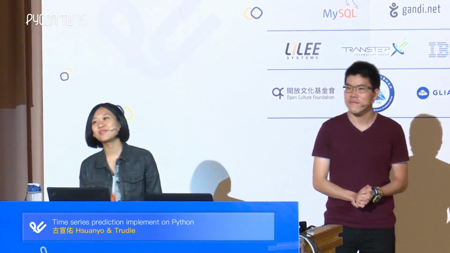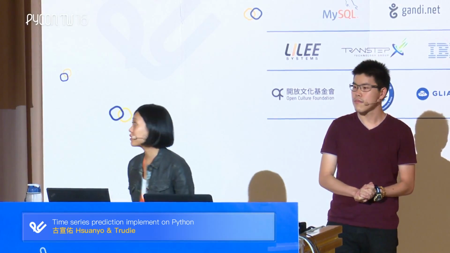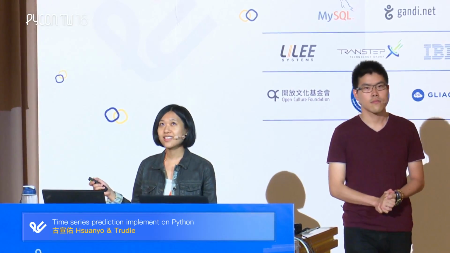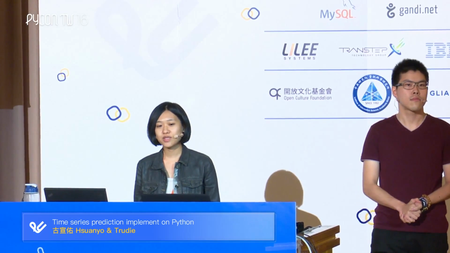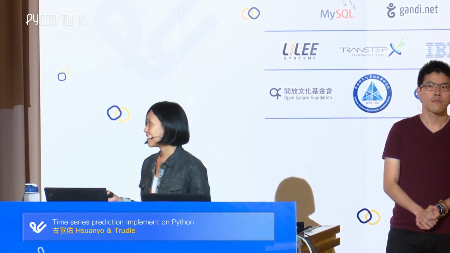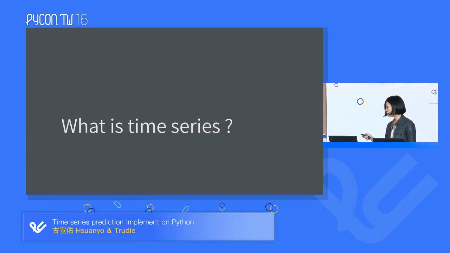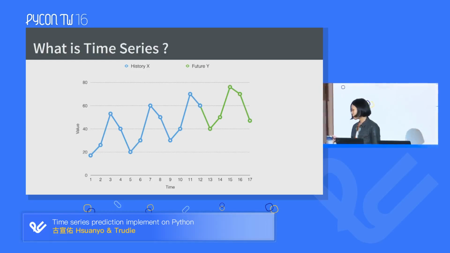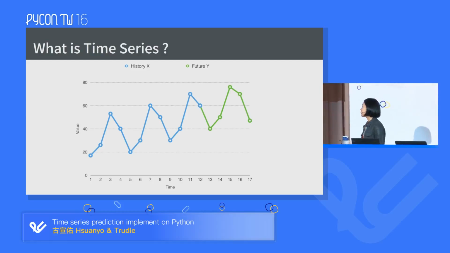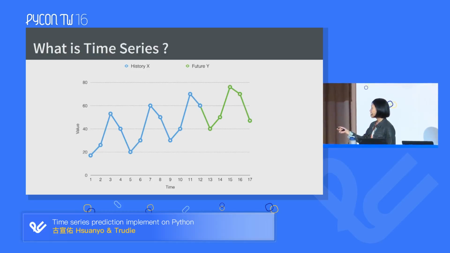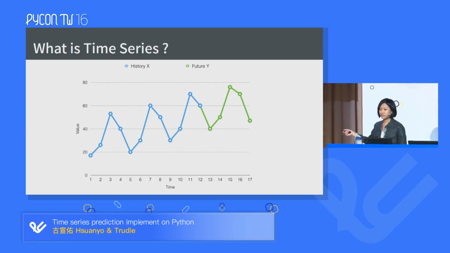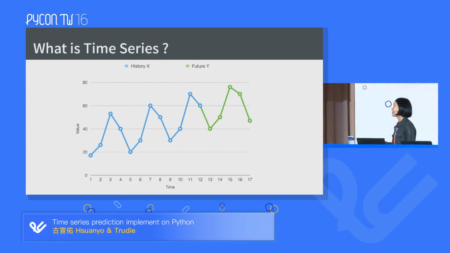Okay, hello everyone, I'm Trudie, and today I'm going to talk about how to implement time series by Python. At the beginning, I want to talk about what time series is. Time series, to put it very simply, you just record the value at a fixed interval, so you can call it time series. Very simple.